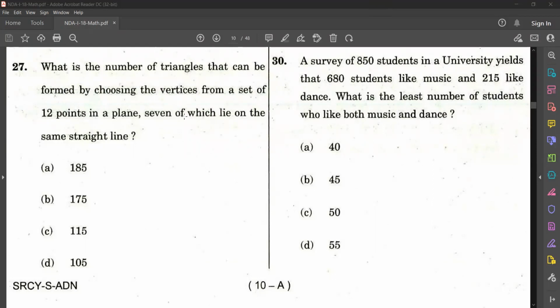We are going to see some previous year India maths questions. All of you see the question number 30. Read the question number 30.